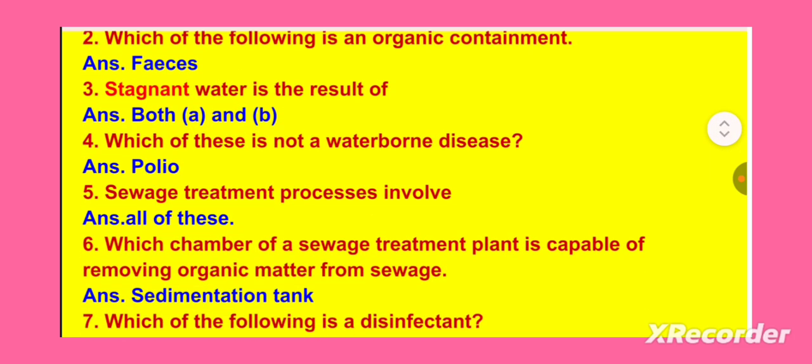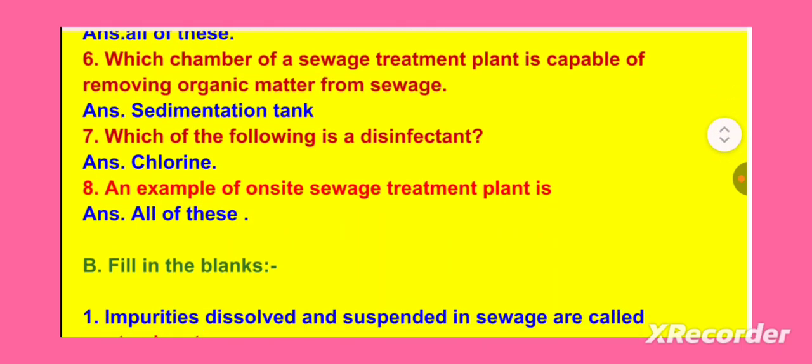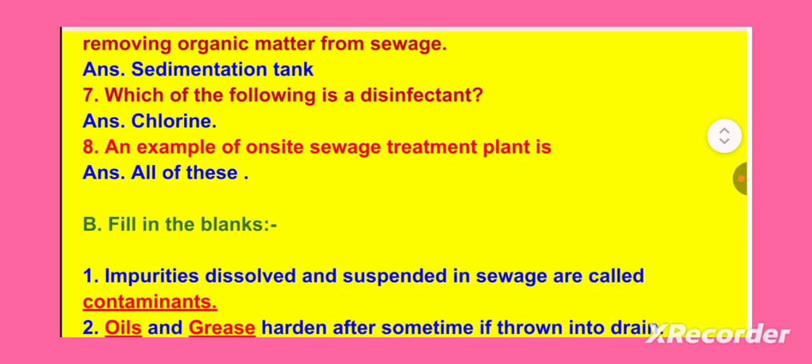Which of these is not a waterborne disease? Polio. Sewage treatment processes involve all of these. Which chamber of a sewage treatment plant is capable of removing organic matter from sewage? Sedimentation tank. Which of the following is a disinfectant? Chlorine. An example of on-site sewage treatment plant is all of these.